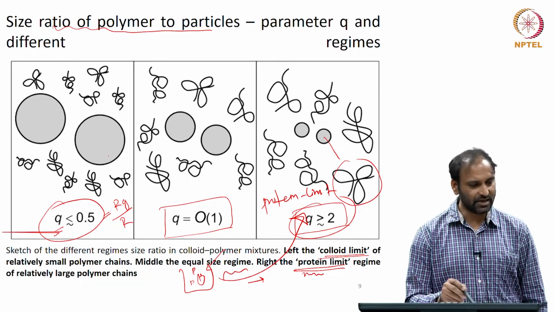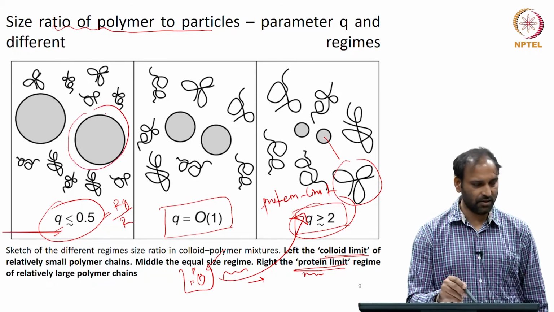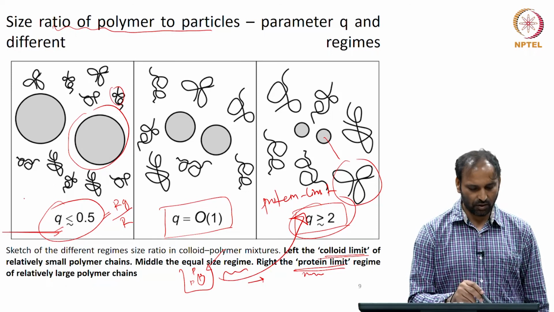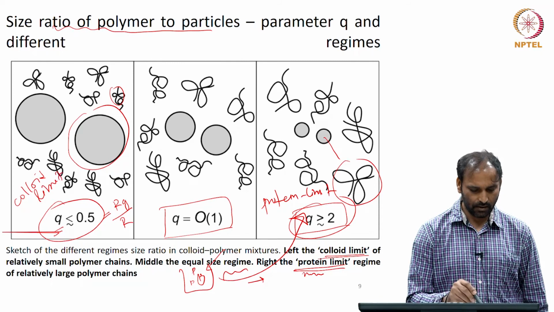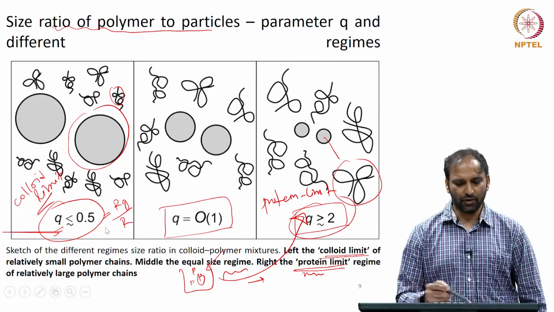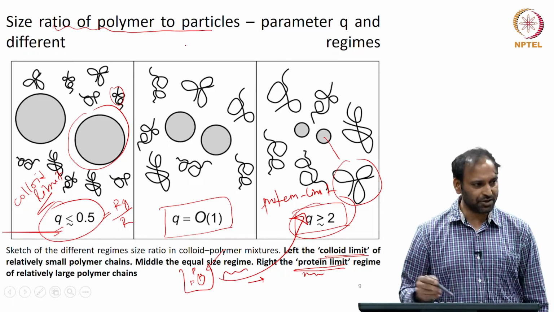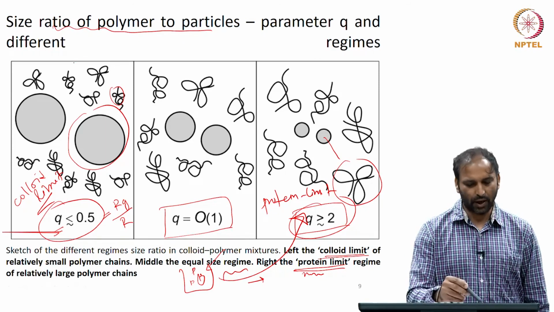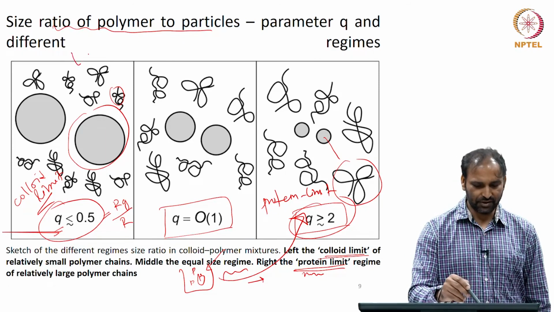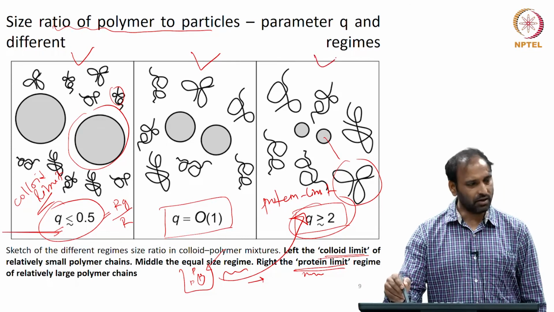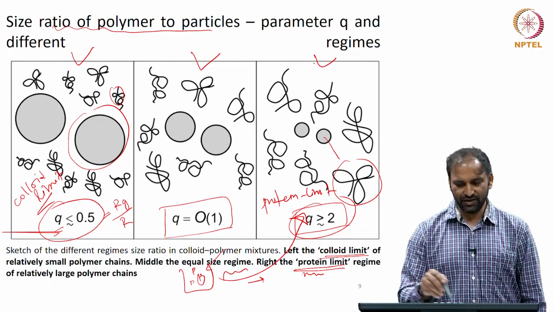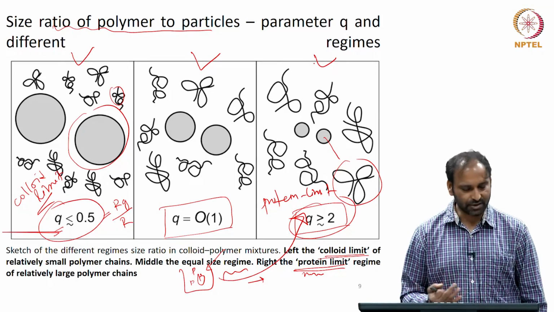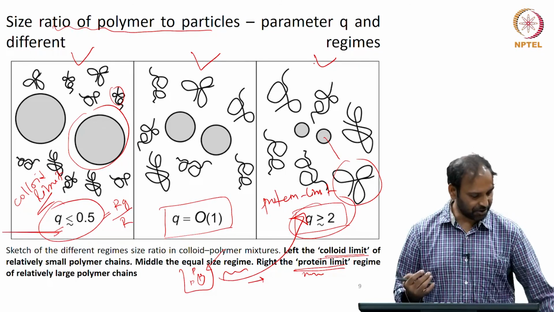If the particles are much larger than the polymer, it is called a colloid limit. So, whenever you are looking at a colloid polymer mixture, it is good to identify whether you are working in this regime or this regime. Depending upon the regime, your colloidal interaction is going to be different, and the phase behavior is going to be different.